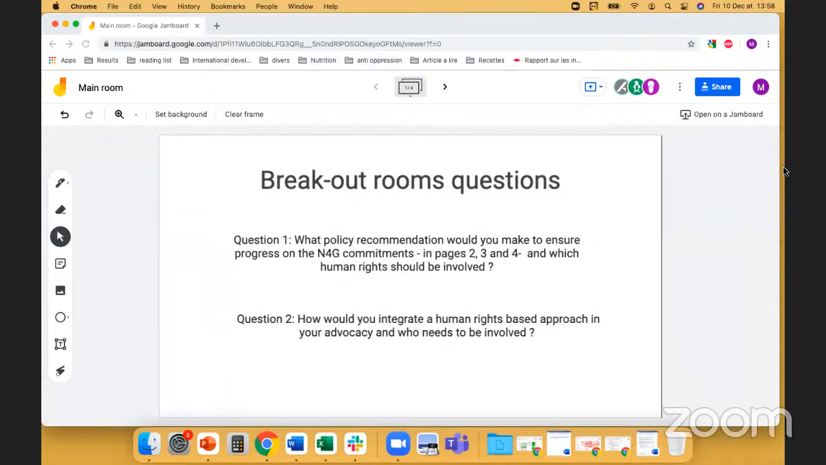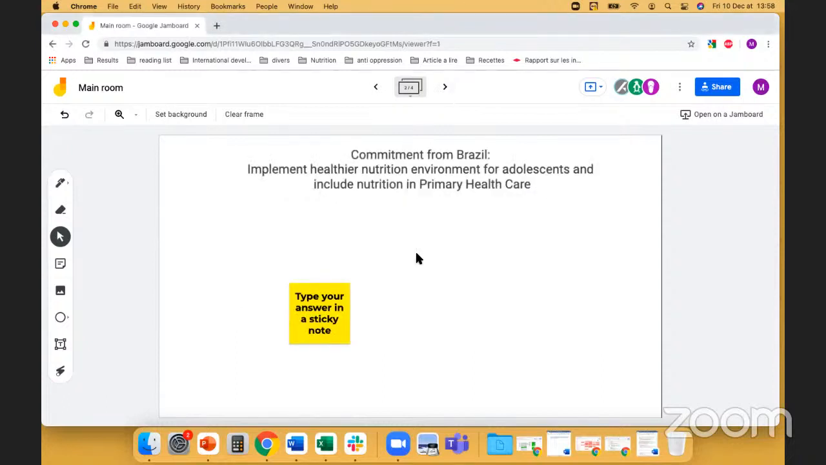Okay, so moving on to the conversation. We're going to answer the two questions that you can see on the screen. The first one is, what policy recommendations would you make to ensure progress on the N4G commitments that I'm going to show on the next page, and which human rights should be involved? The next question is, how would you integrate a human rights-based approach in your advocacy, and who needs to be involved? So to answer the first question, please go to the second page of the Jamboard.